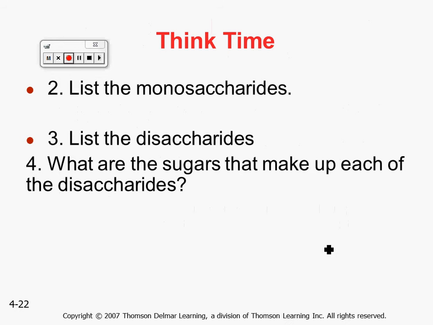All right, here you go. List the monosaccharides, list the disaccharides, and each of the sugars that make up each of the disaccharides. So list the monos. What are the monosaccharides? List the disaccharides and the sugars that make up each of the disaccharides. And if you need help, it's on page 158.